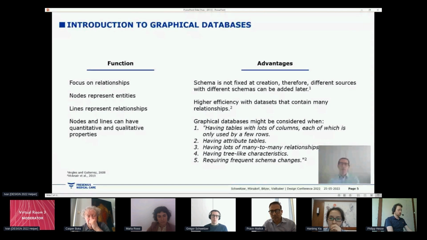The advantages are that the schema is not fixed at the creation, and therefore different sources with different schemas can be added later, which is exactly what we need for LCSA. Additionally, we have higher efficiency with data sets that contain many relationships. That is exactly what we need, because we need a database that focuses on the relationships. The data itself is already stored in specialized data sets, but what we need is to focus on the interconnections in order to find the cause-effect relationships that we are looking for.